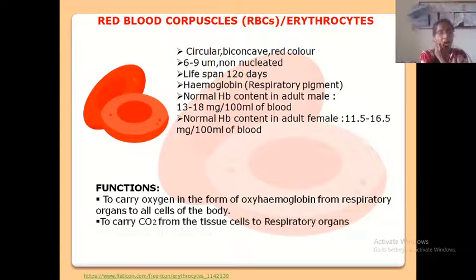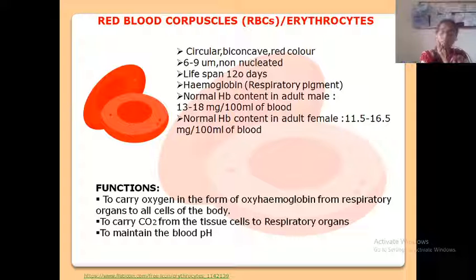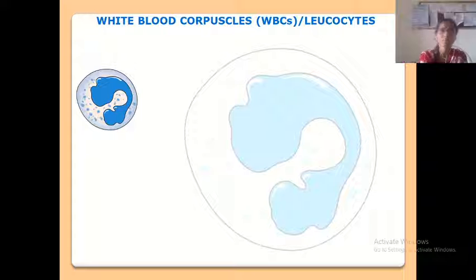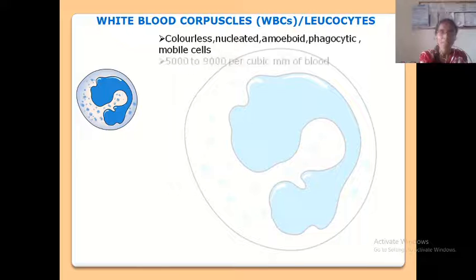Then it also consists of hemoglobin, and as hemoglobin maintains the pH of the blood, it acts as a buffer. Now I will consider the WBCs, also called white blood cells or leukocytes. As they are colorless, they are called leukocytes or white blood cells.